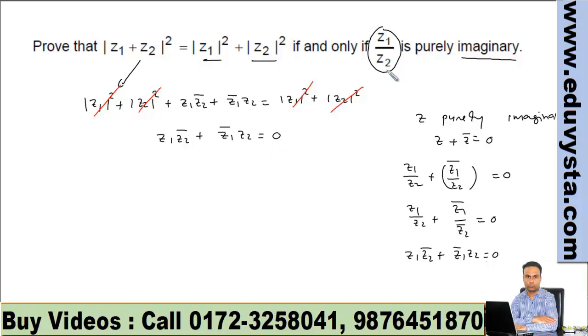So from this, to get this result, divide both sides by z2 conjugate. So we have z1/z2 + z1 conjugate/z2 conjugate = 0. That means this complex number is purely imaginary because the sum of this and its conjugate is 0.